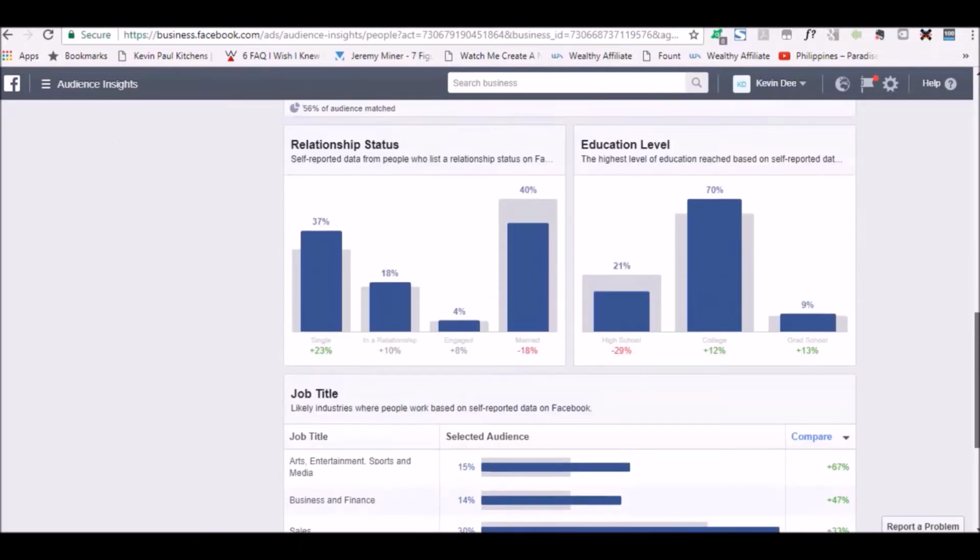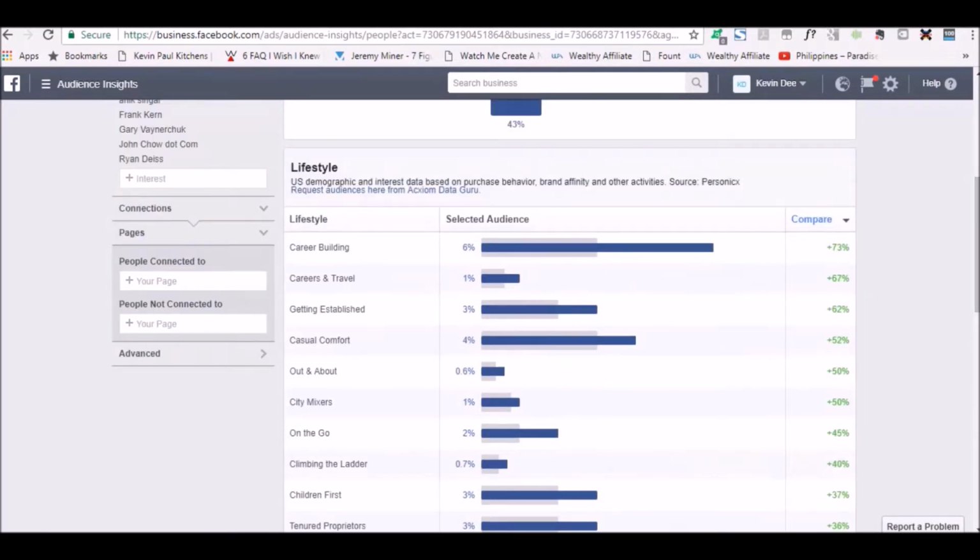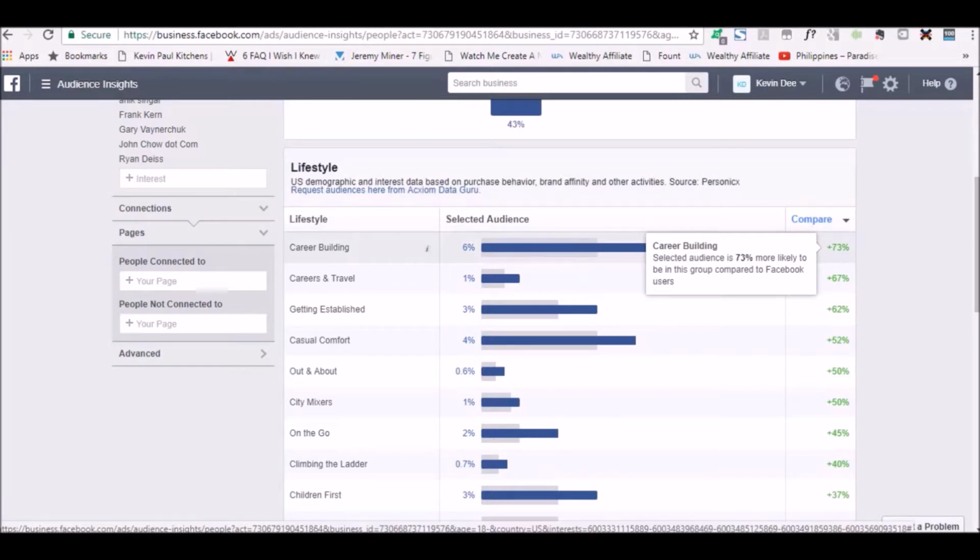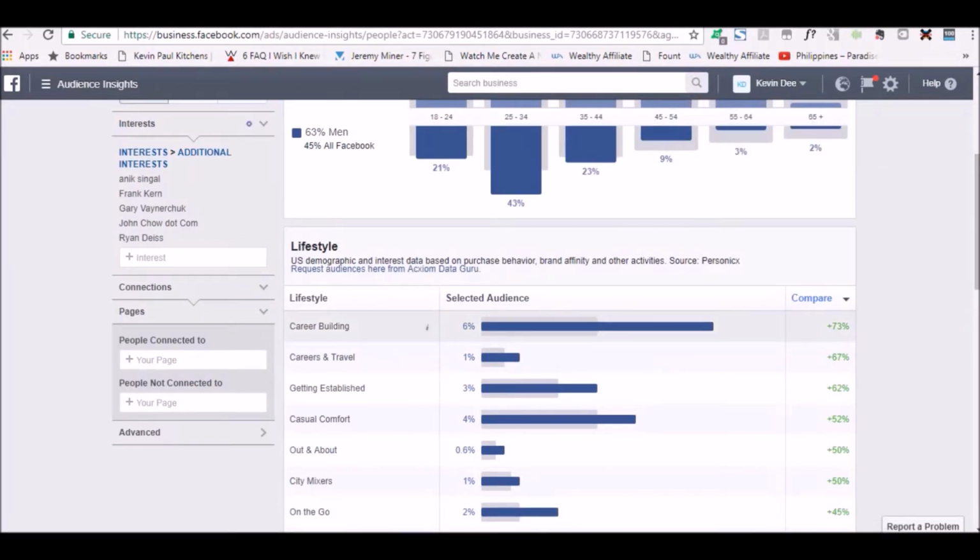Now, the next two things, so I'll slip back up here for a moment, lifestyle. We're not actually going to use this in targeting, okay, but what we can do is get a real sort of grip on what it is our audience likes, what kind of people they are, what kind of aspirations they have, what kind of lifestyle they have, basically. So we can see here, top of the tree is career building. Now, selected audience is 73% more likely. This is our selected audience that we've defined over here. This selected audience is 73% more likely to be in this group compared to Facebook users.